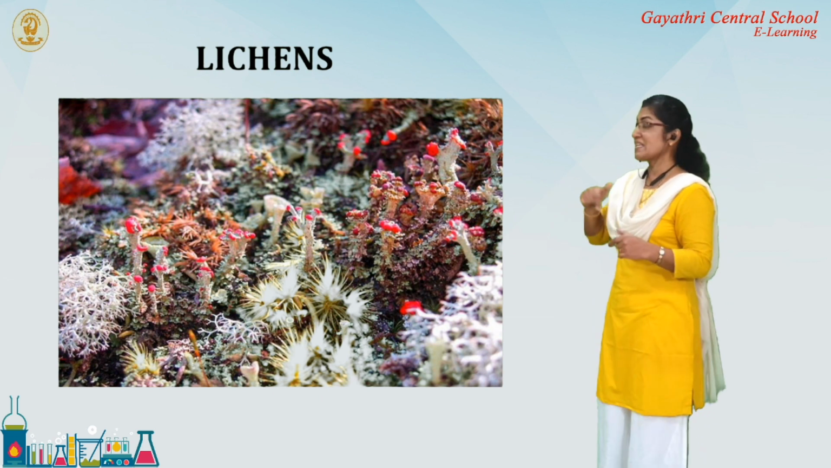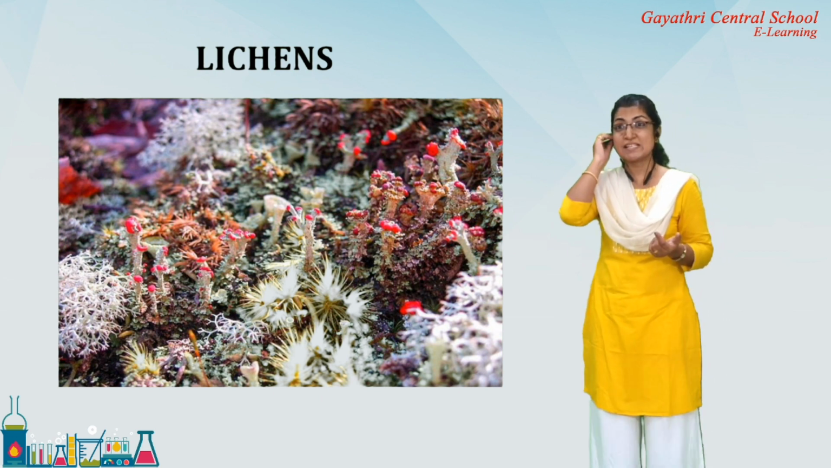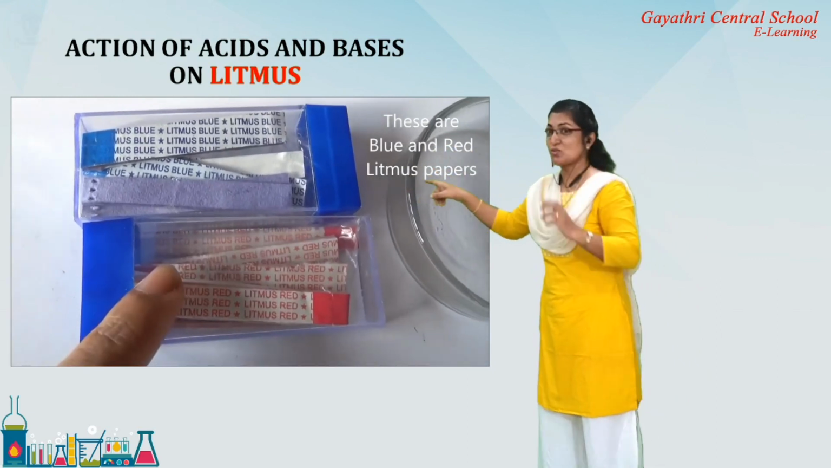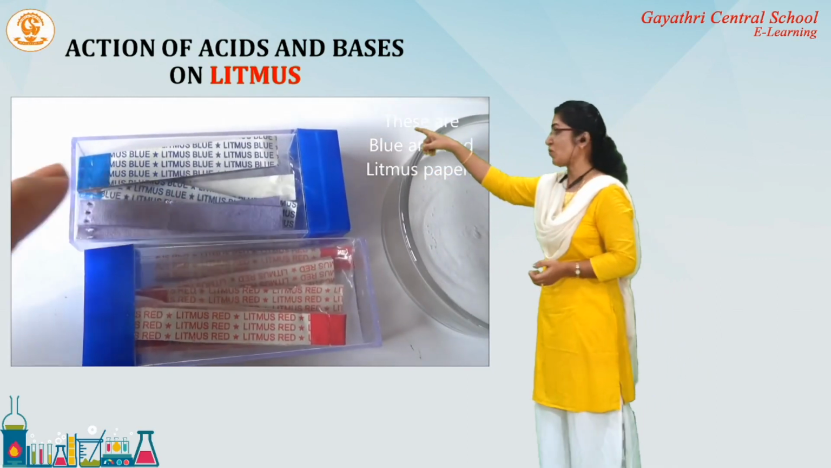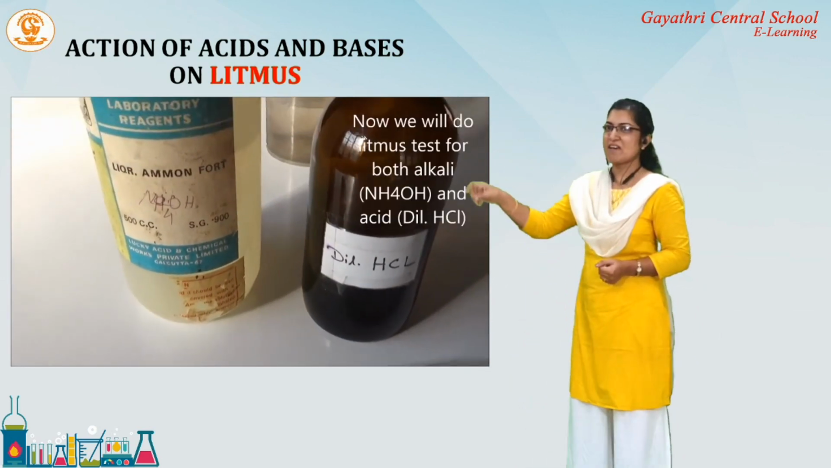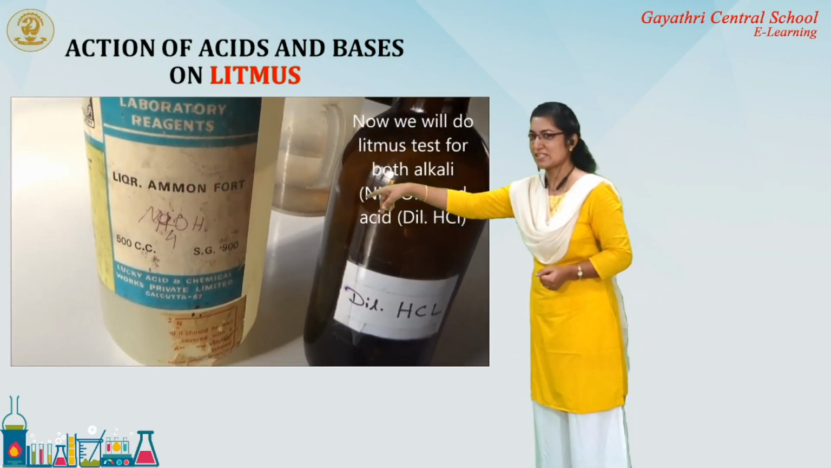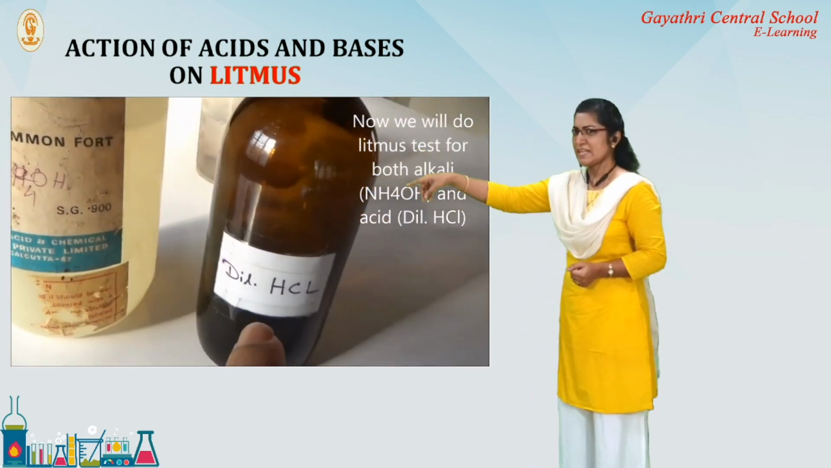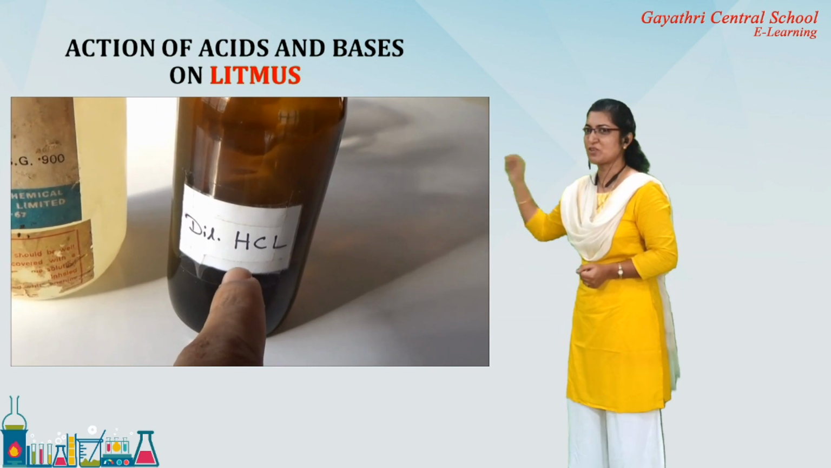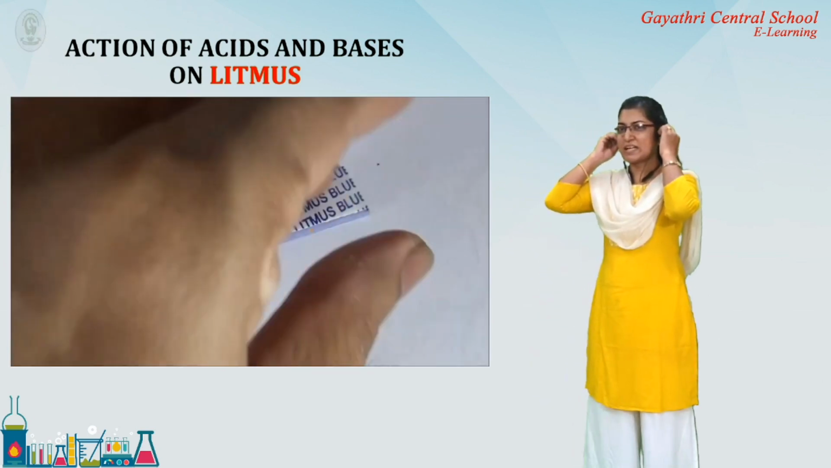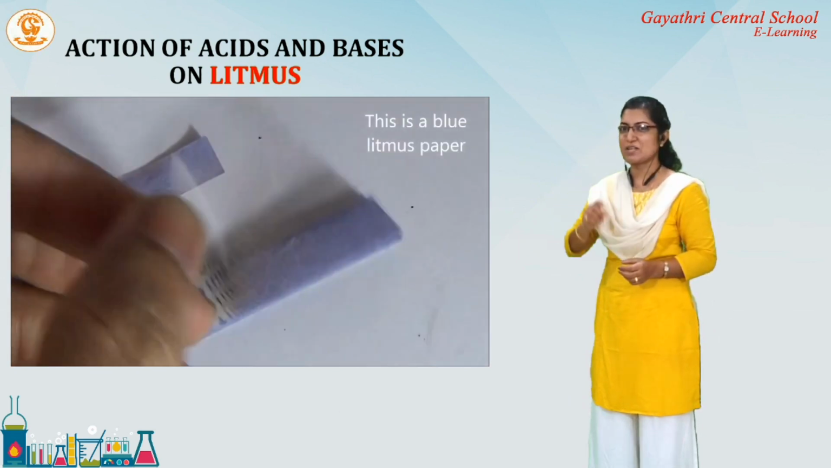Okay. Now this litmus solution, how is its action with the acids and bases? Two types of strips are there, blue litmus paper and red litmus paper. Then we have a solution of ammonium hydroxide here. We can also take sodium hydroxide, that is a base. Then we have hydrochloric acid, that is an acid. Now let's see how the color change is observed in the litmus paper.